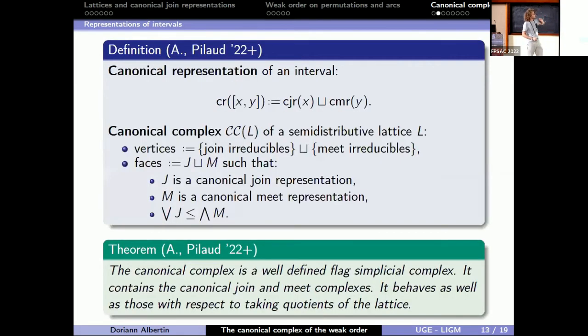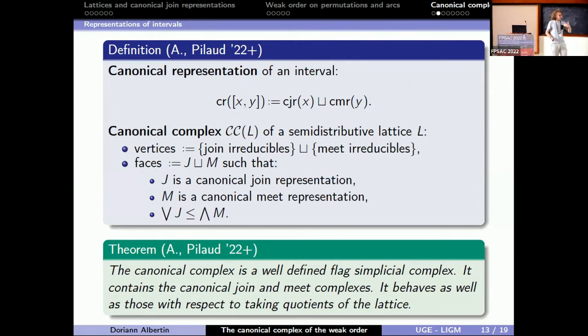Namely, we introduced something about the canonical representations of intervals rather than elements. And it goes that way. The canonical representation of an interval is just the canonical join representation of the bottom element alongside the canonical meet representation of the top element. So when you have this interval, you just look at the bottom element from below and at the top element from above. And somehow this yields some nice results.